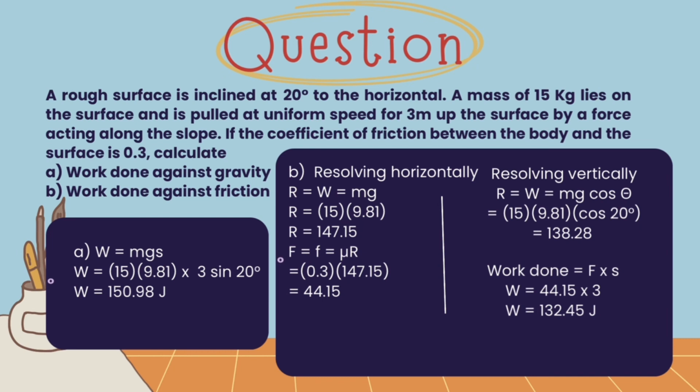For question B, they ask us to calculate work done against friction. First, we must resolve it horizontally, where R is equal to W equal to mg, which is mass and gravity. Then, find force equal to friction equal to mu R, where mu is 0.3 and R equal to 147.15. Then, we resolve it vertically using R equal to W equal to mg cos theta, where cos theta is equal to cos 20 degree. Then, to find the work done, we have to use F multiplied by S, which is 44.15 multiplied by 3, and we will get 132.45 joule.